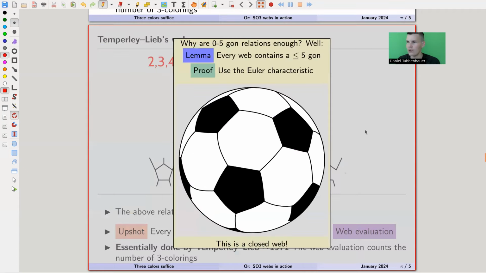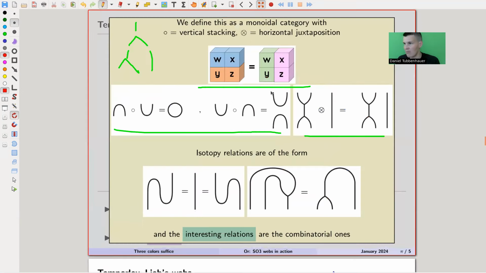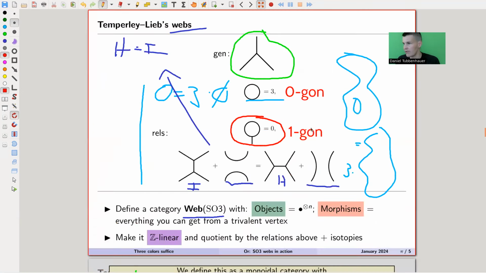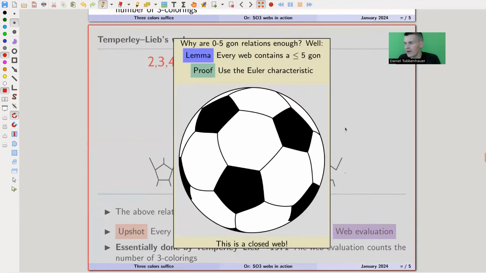But you might wonder why, well, there's a 1-gon relation. Remember, we had a 0-gon, we have a 1-gon, right? We have a 2-gon, we have a 3-gon, a 4-gon, and a 5-gon. But I never told you a 6-gon relation, I never told you a 7-gon relation. Why on earth is that enough? Because there's an Euler characteristic argument, it's a beautiful soccer ball argument, that every closed web, so it's really just a closed picture, whatever, something like this.